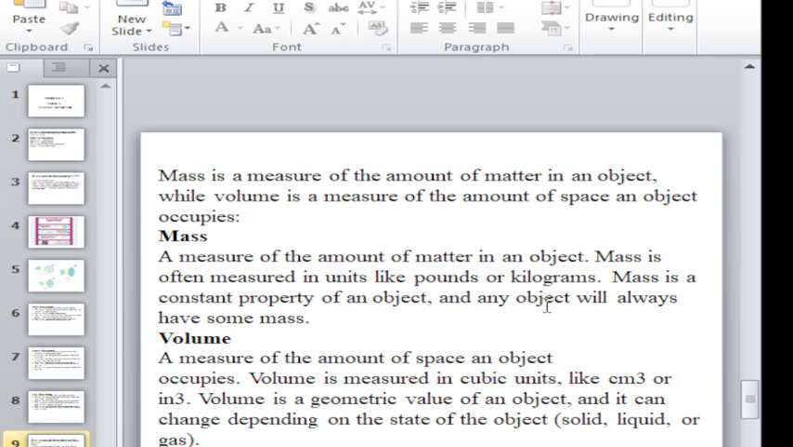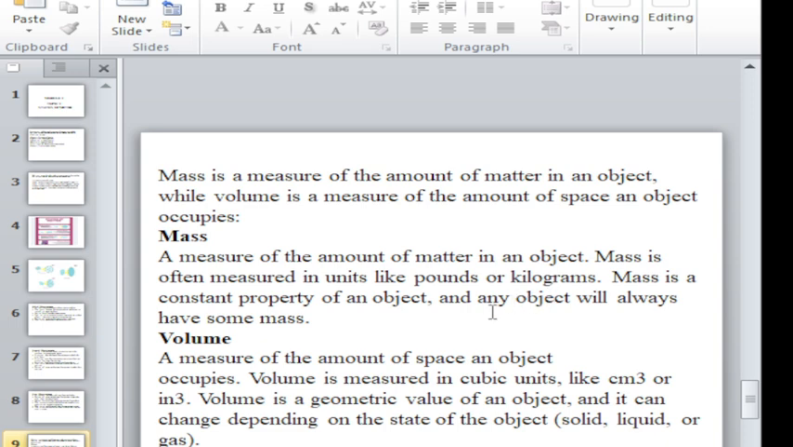Hello learners, we are going to look at the differences between mass and volume. Now, what is a mass? A mass is a measure of amount of matter in an object. Mass is often measured in units like pounds or kilograms. Mass is a constant property of an object, and any object will always have some mass.